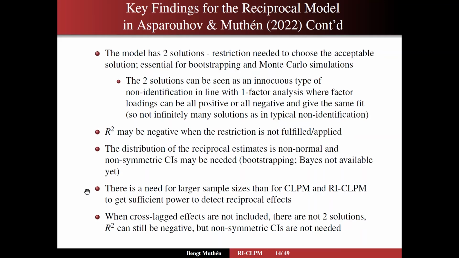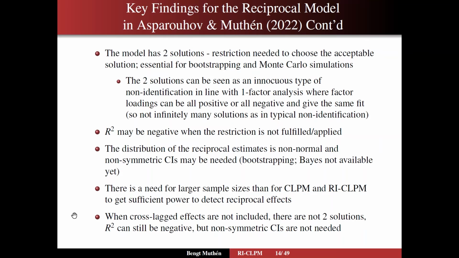We also find in this paper that there is a need for larger sample sizes than for CLPM and RI-CLPM to get sufficient power to detect the reciprocal effects. The estimates may be okay at the same sample sizes as the classic models, but the power for the reciprocal effects needs a certain number of time points and sample sizes. And we'll see that in the Monte Carlo study that I'm going to show you in a while.